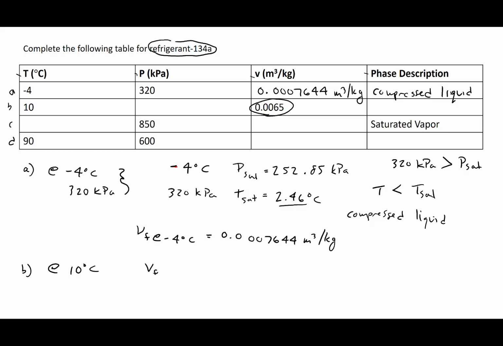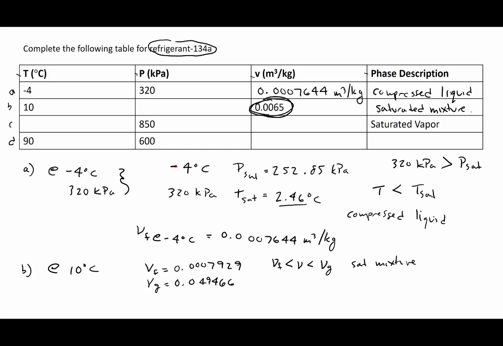So for B, we determined that, let's write this down again. At 10 degrees Celsius, the specific volume of a saturated liquid is 0.0007929, and the specific volume of the saturated vapor is 0.049466. The specific volume that we were given is 0.0065, so our specific volume is less than the specific volume of the vapor and greater than the specific volume of the liquid. So this meant that we had a saturated mixture. I'm going to fill that in here.